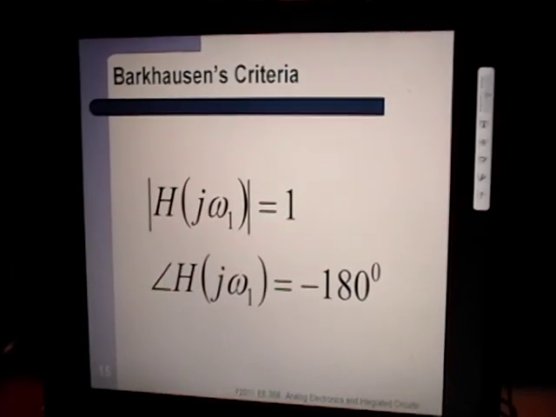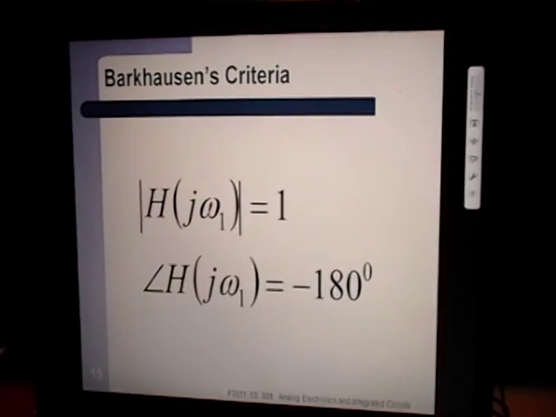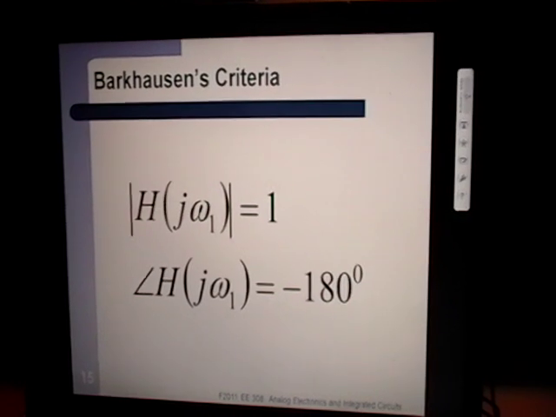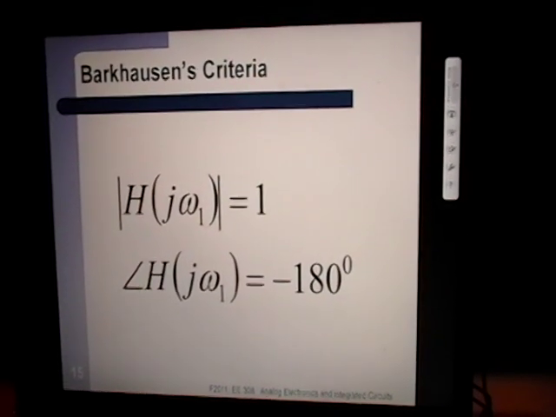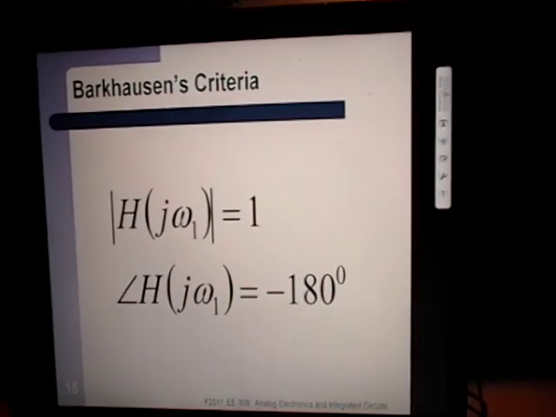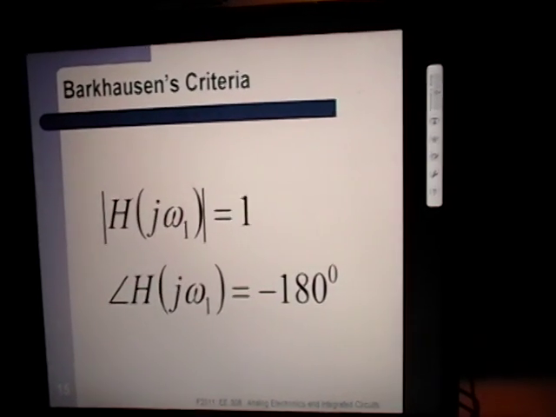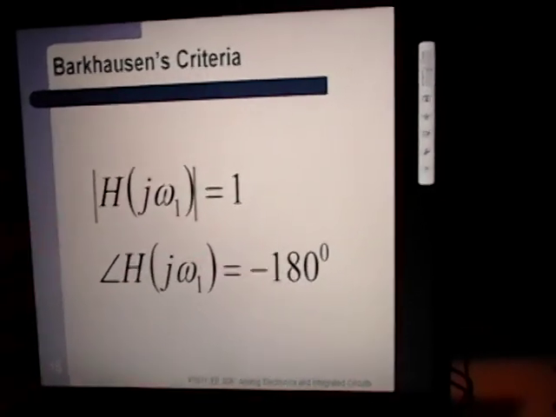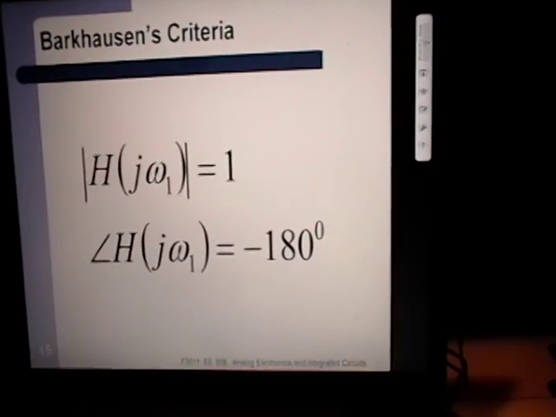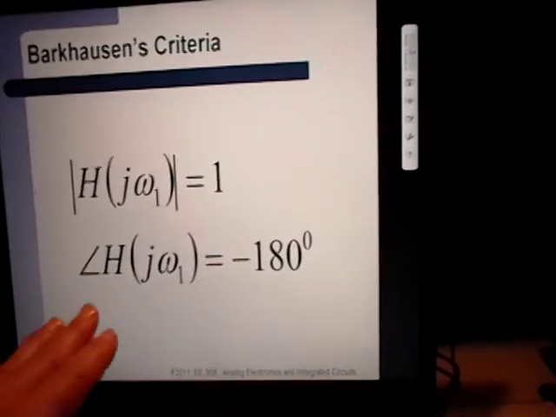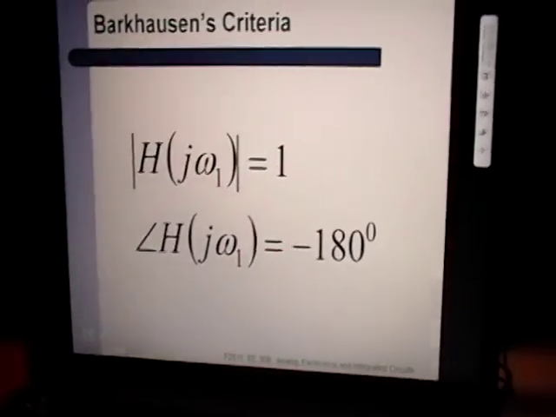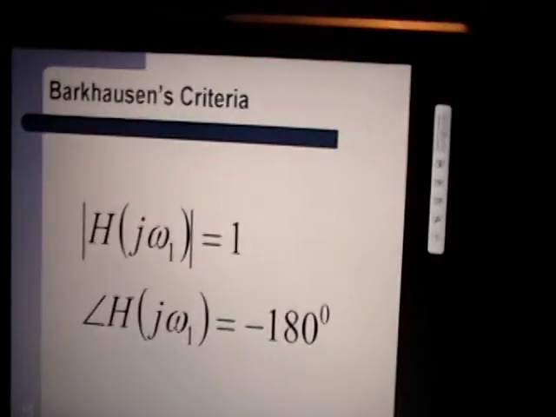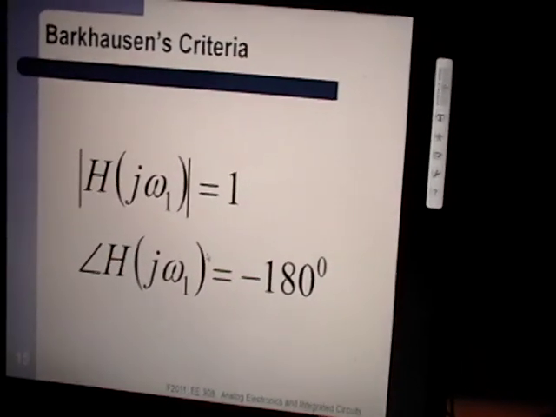So here's the official statement of Barkhausen's criterion: the magnitude of your gain equals 1. In other words, the log of 1 equals 0, so your gain is 0 dB at this point right here. Then you will get positive feedback if your gain is greater than 1.